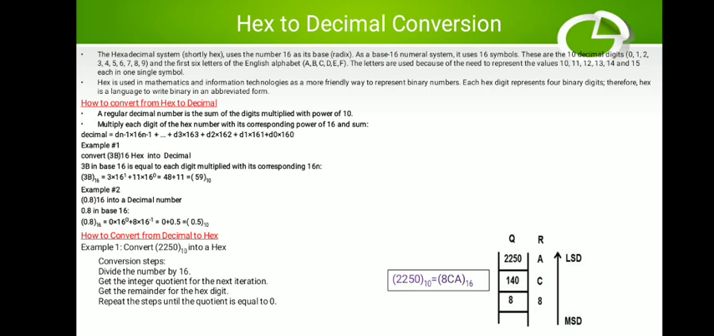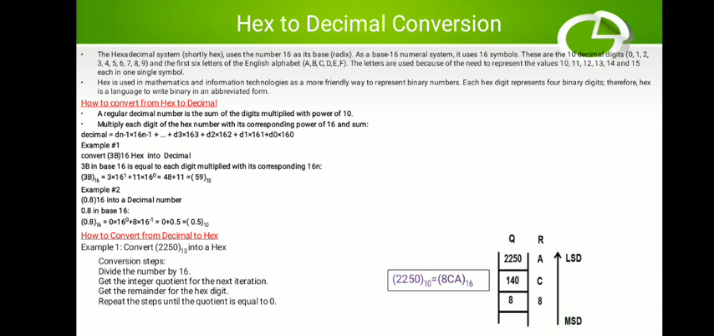So decimal to binary also we saw. Why am I always giving the reference of binary? Because that is the first very important type of conversion we see and we continuously use. Now the decimal number given here is 2250.